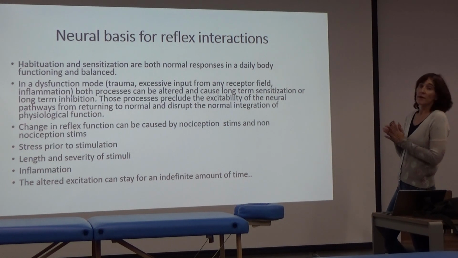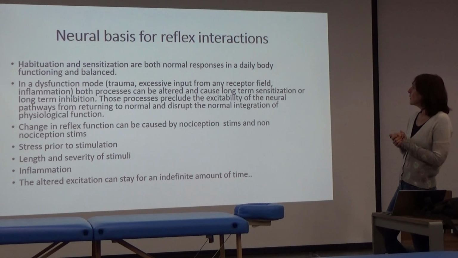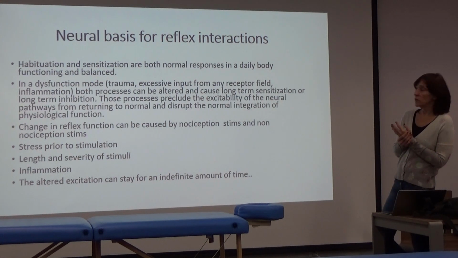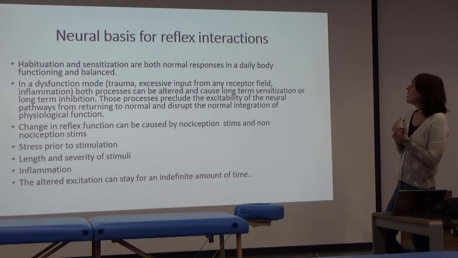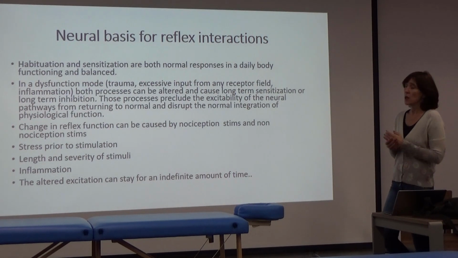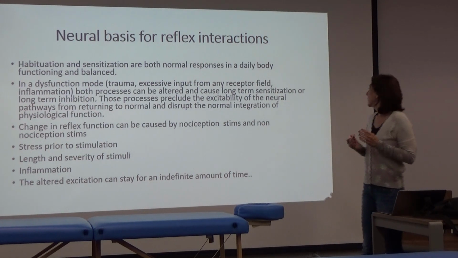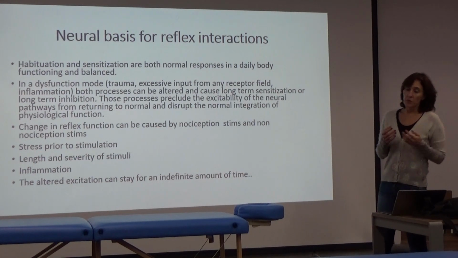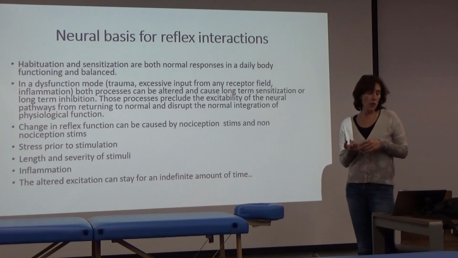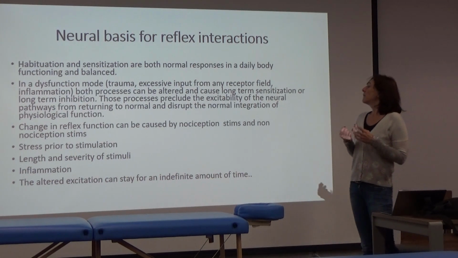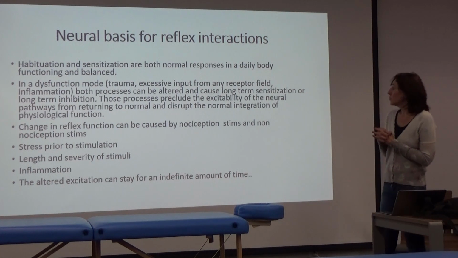So when we've got dysfunction mode, meaning altered reflex, a trauma, excessive input from any receptor field, inflammation, all kinds of system can be altered and cause long-term sensitization or long-term inhibition. Those processes preclude the excitability of the neural pathway from returning to normal and disrupt the normal integration of physiological function. Again, when we have sensitization or long-term inhibition, meaning excessive amount of glutamate produced for a long time, we have a problem, and then we have a lack of glutamate, we have a problem.